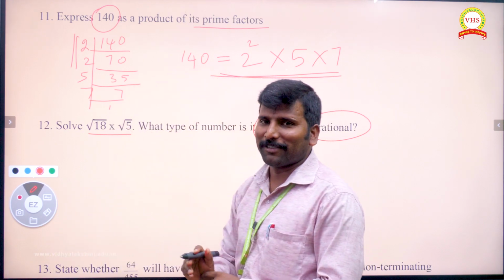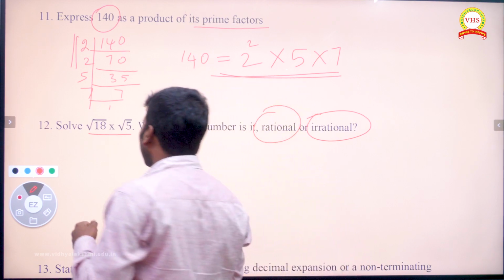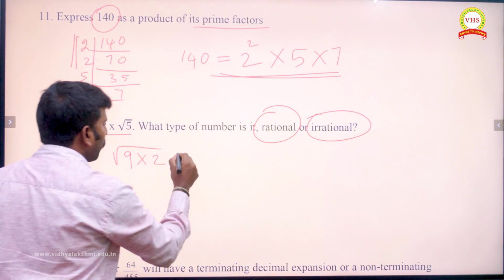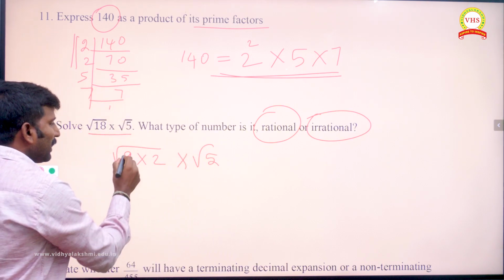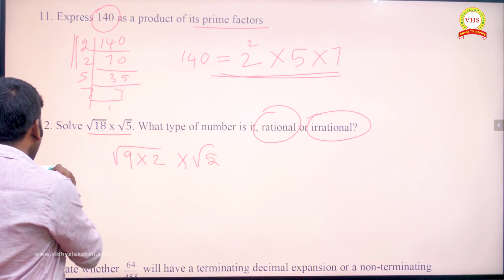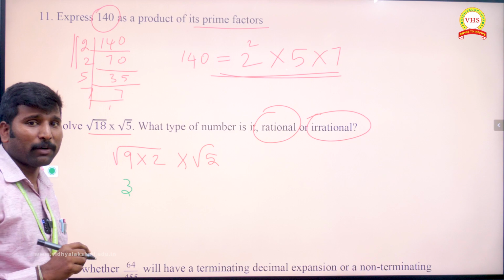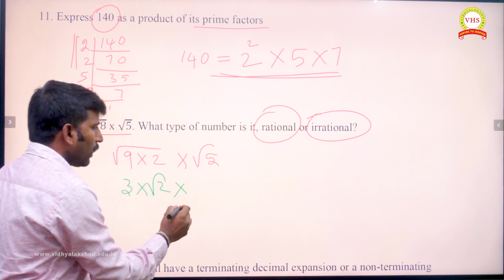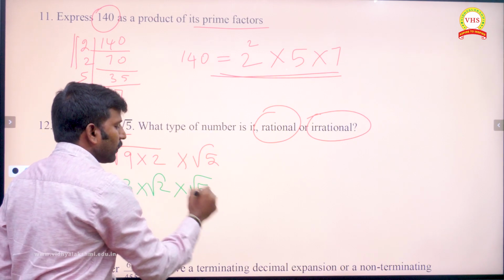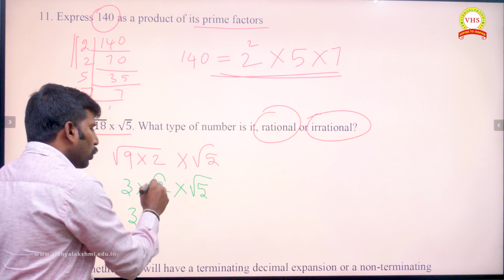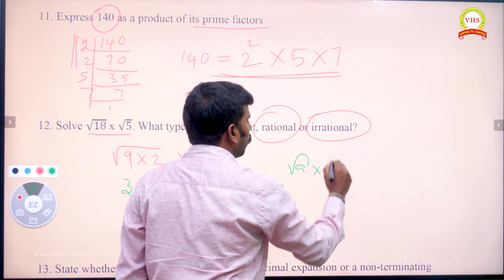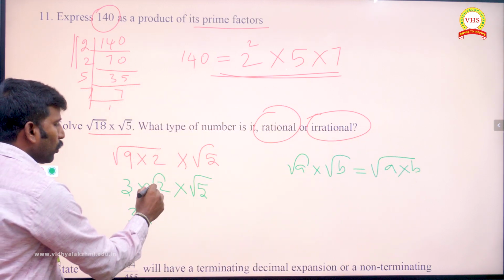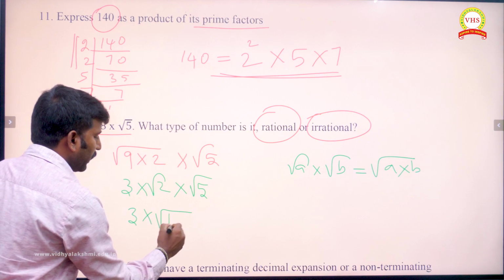Now see, root 18, we have to check whether it is an integer or not. First, let me split root 18: 9 into 2, multiplied by root 5. See, 9 has a root value, which is 3. But this 2 doesn't have a root, so you write it under a root like this. This 5 also doesn't have a root value. Now see, when I have root a into root b, I can multiply them within a root. So root 5 into root 2, I am getting root 10.